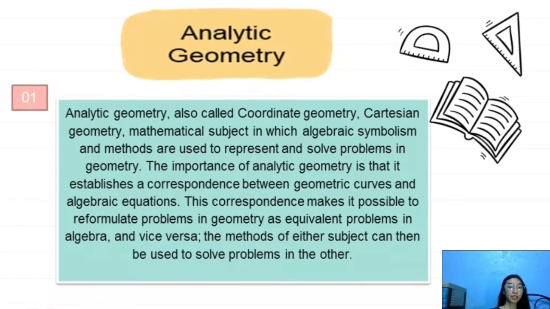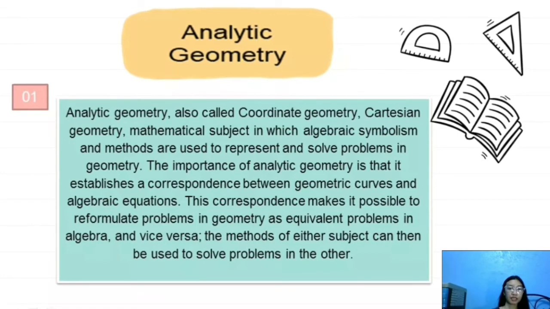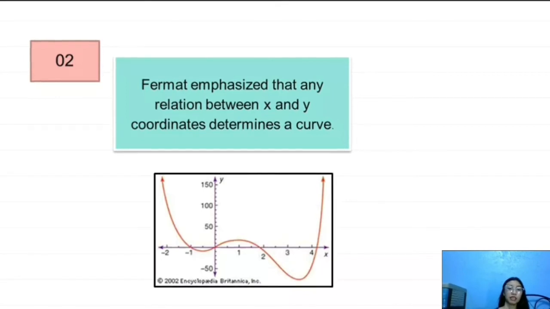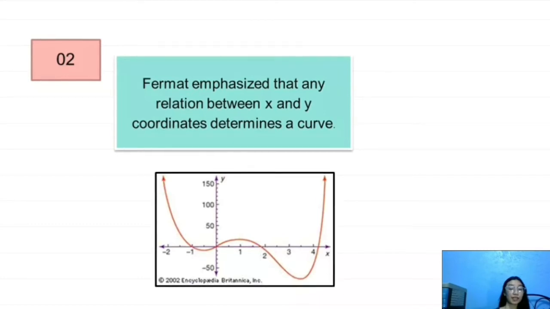The French mathematician François Viète introduced the first systematic algebraic notation, using letters to represent known and unknown numerical quantities. Fermat emphasized that any relation between x and y coordinates determines a curve. Using this idea, he recast Apollonius. Fermat indicated that any quadratic equation in x and y can be put into the standard form of one of the conic sections.